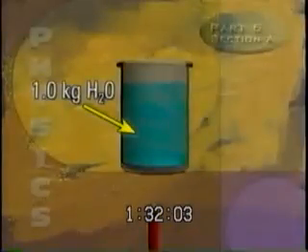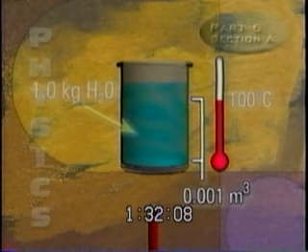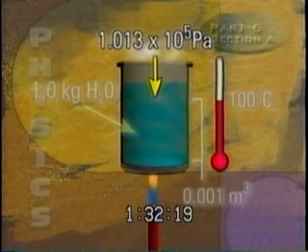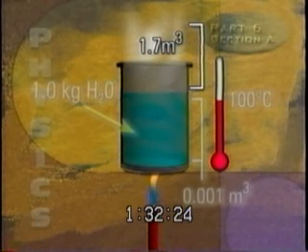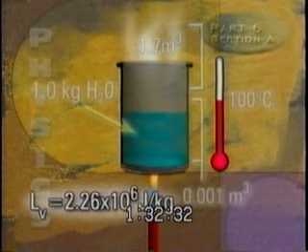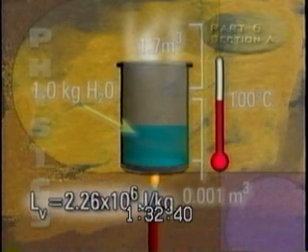Suppose we have 1.0 kilograms of liquid water at 100 degrees Celsius, occupying 0.001 cubic meters, and subject to a pressure of 1.013 times 10 to the 5th pascals. When the water is boiled, it becomes steam at 100 degrees Celsius, with the steam occupying a volume of 1.7 cubic meters. For our problem, first, figure out what kind of process this is. Then, if we're given that the latent heat of vaporization of water is 2.26 times 10 to the 6 joules per kilogram, figure out what the change in the water's internal energy is.